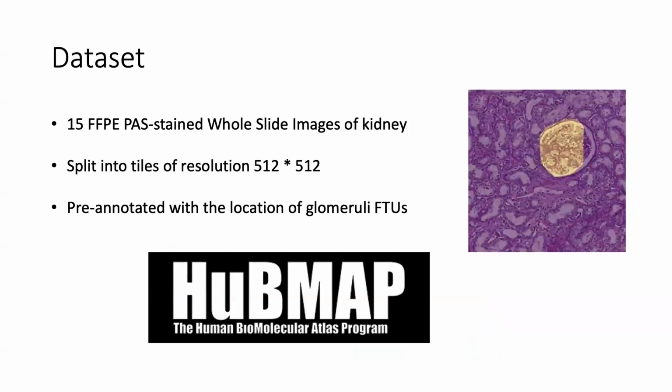The data set that we are working with includes 15 formalin-fixed, paraffin-embedded whole slide images, and this data came from the HubMap Hacking the Kidney dataset. These images were visualized with the PAS, or periodic acid Schiff, stain procedure, and I decided to split each whole slide image into patches of 512 by 512 pixels. Also, this data came pre-annotated, so the location of the glomerular functional tissue units were given to me already.